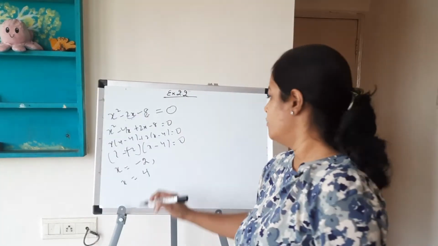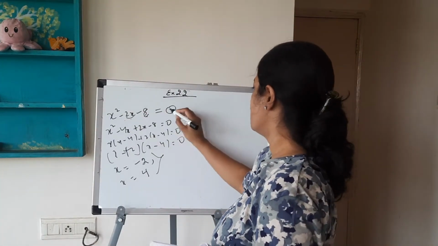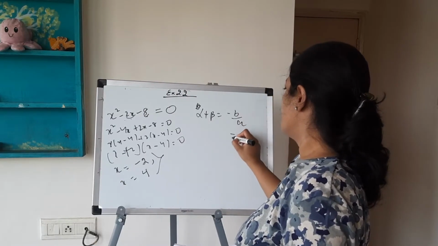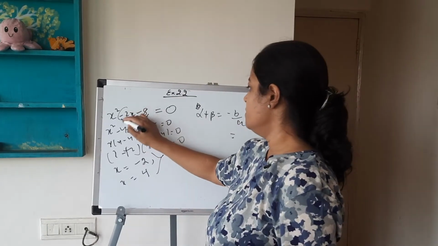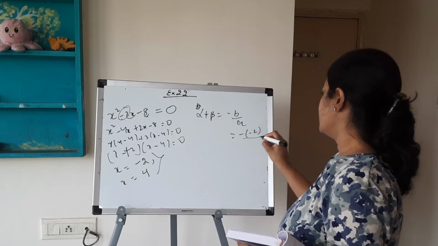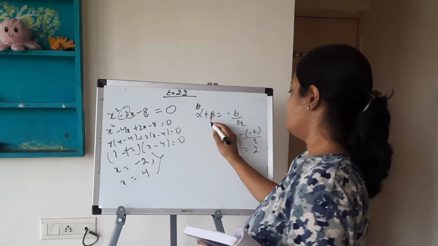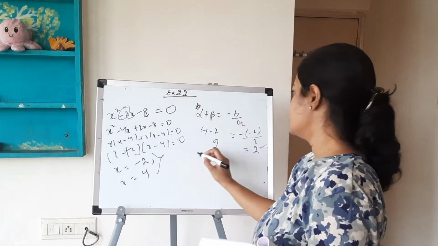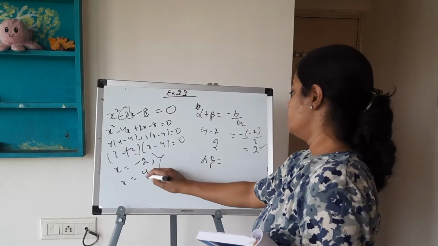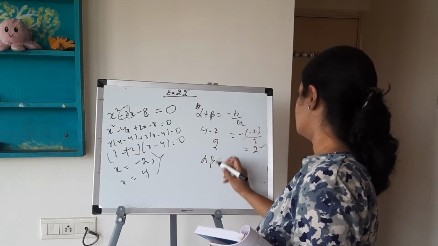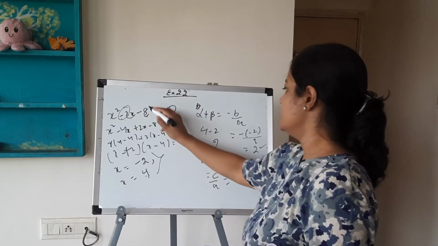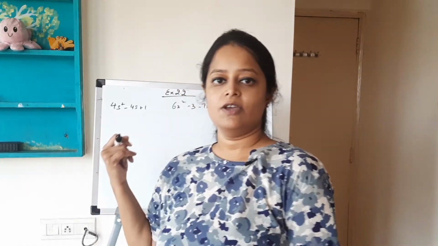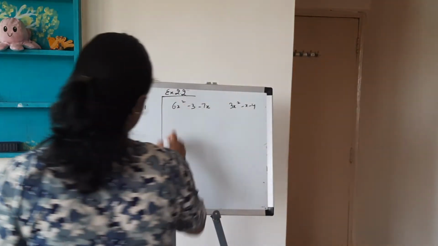So the zeros of the polynomial are x = -2 and x = 4. Now we have to verify the relationship. What is alpha plus beta? Minus b by a. What is b? Minus 2. So minus of minus 2 by a, which is 1, is 2. Alpha plus beta is 4 minus 2, which is 2. Verified. What is the product of the zeros? Minus 8. And in terms of coefficients, c by a: c is minus 8, a is 1. So it is verified. Now we're going to solve the next question.